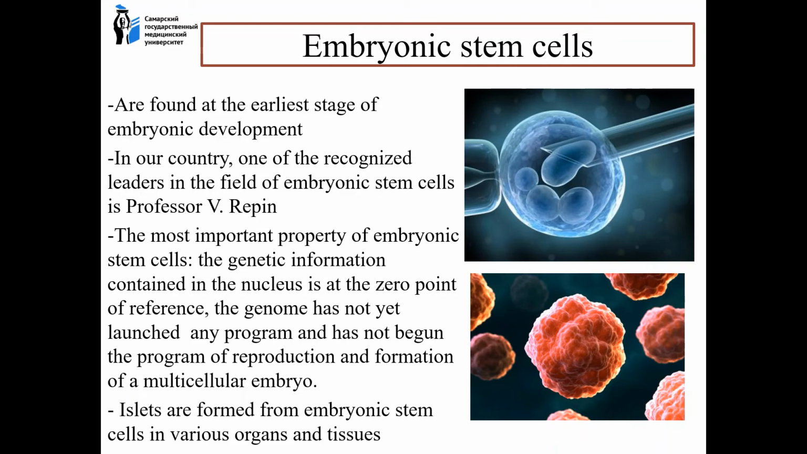The most important property of embryonic stem cells is that the genetic information contained in the nucleus is at the zero point of reference. The genome has not yet launched any program and has not begun the program of the reproduction and formation of a multicellular embryo. Islets are formed from embryonic stem cells in various organs and tissues.